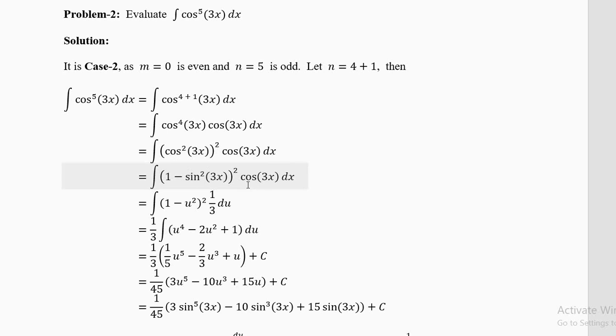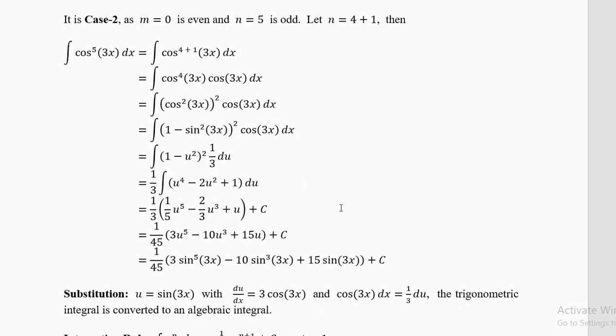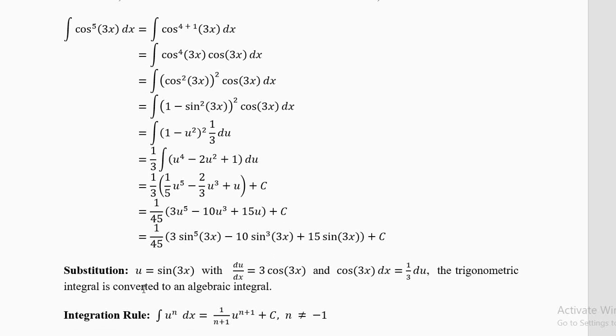Derivative of sine is cosine with the number. So you have a function whose argument's derivative is available. So you can again do it. You'll get 1 minus sine square whole square into cos 3x dx. Now make the substitution. U equal to sine 3x.